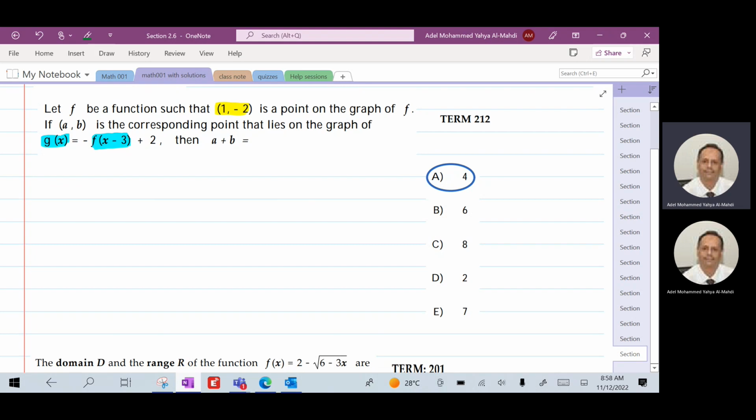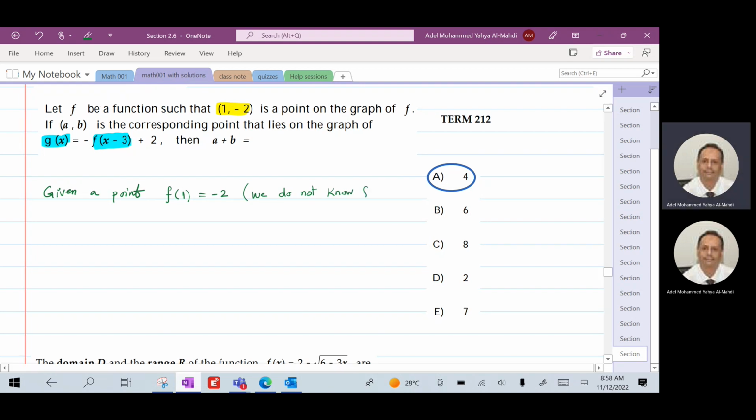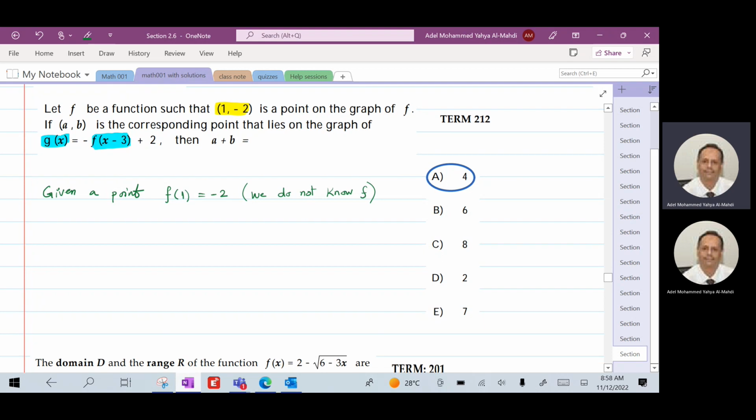The idea here is what? We are given a point, f at 1 is equal to minus 2. So let me write here, we don't know what is f. We do not know f at all. Now we need to find a point over j. What is j? J depends on f.